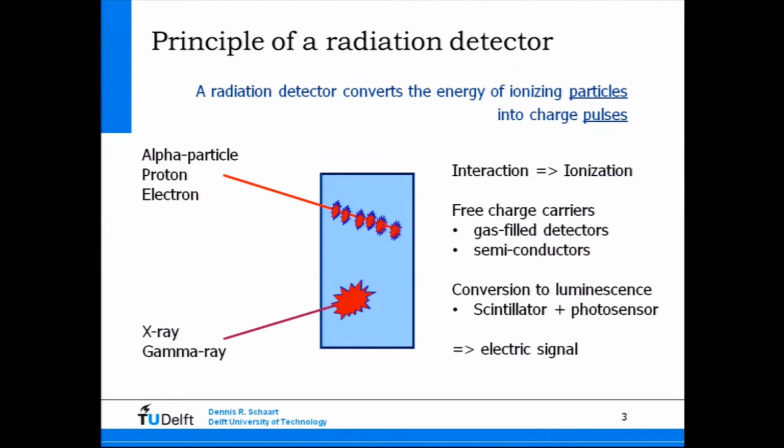Some of them directly convert the energy into charge. Examples of those are gas-filled detectors and semiconductors. And many detectors in nuclear medicine work on the principle of scintillation, where you convert the energy into a small flash of light, which is then registered by a photosensor. So let's start with a very simple case.